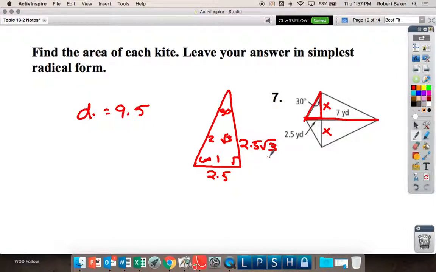So you get 2.5 square roots of 3. Or you have 2.5 tacos on one side, and 2.5 tacos on the other side. How many tacos do you have total? 5 tacos, and 5 aka square root of 3. That gives us my 2 diagonal lengths. We have 9.5 and 5 square roots of 3. We need to put that in our calculator and solve for the area.